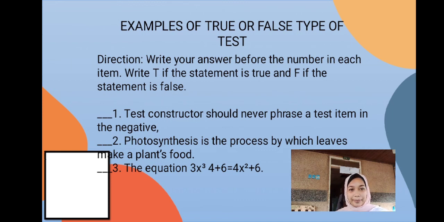Number 1. Test constructors should never phrase a test item in the negative. Number 2. Photosynthesis is the process by which leaves make a plant's food. Number 3. The equation 3x cubed plus 6 is equal to 4x squared plus 6.